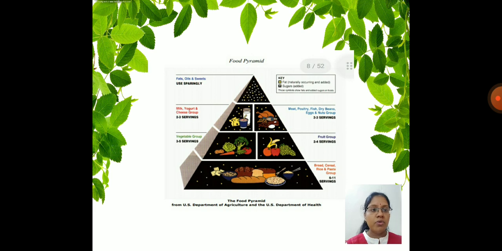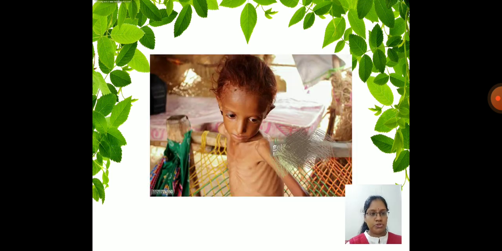Yes? Now, let me show you another picture. What do you see in this picture? Yes, he is a malnourished child. Why is he malnourished? What is he lacking in his diet? Nutrition. He is very poor. So he is not able to have proper nutrition.